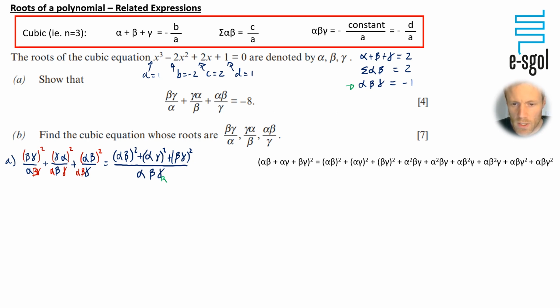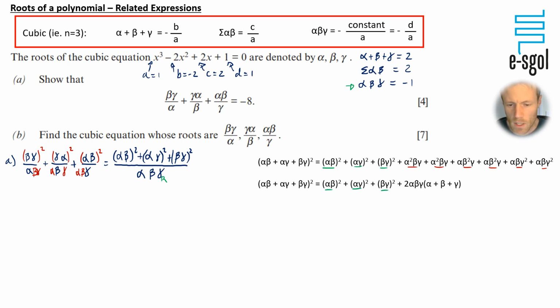That introduces the alpha beta squared, the alpha gamma squared, and the beta gamma squared. Unfortunately, it gives me a load of stuff that I don't want. If I tidy this up a bit, there we go. I've still got my 3 things that I do want, because these are the numerator.